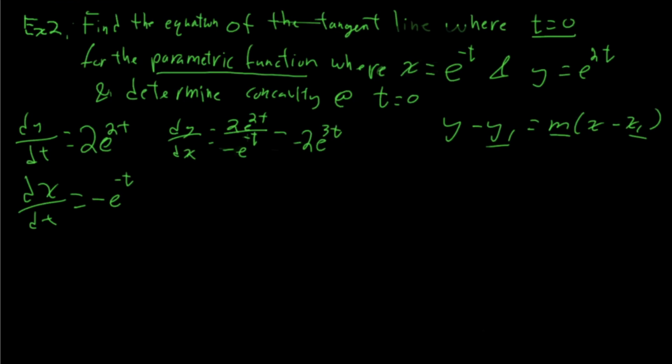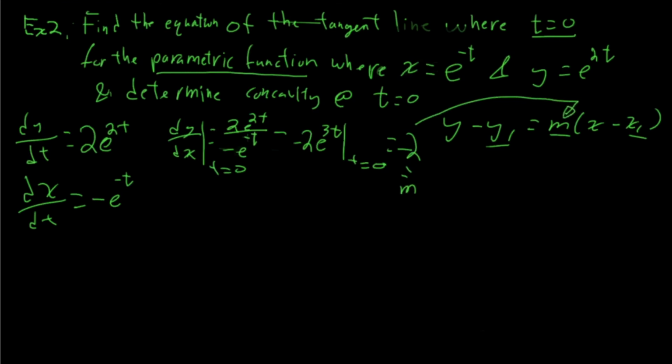Now we gotta evaluate it at our point. So we have to find it when t is equal to 0. Plug in t here. E to the 0 is just 1, so our slope becomes negative 2, is equal to our m. So we're going to plug that here.